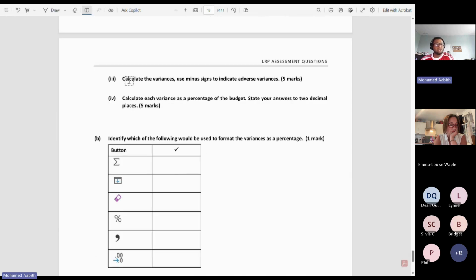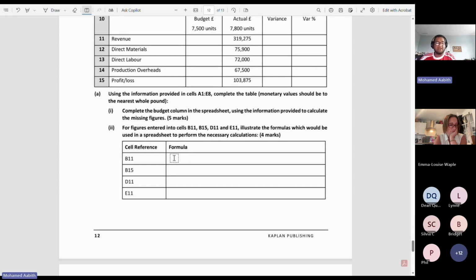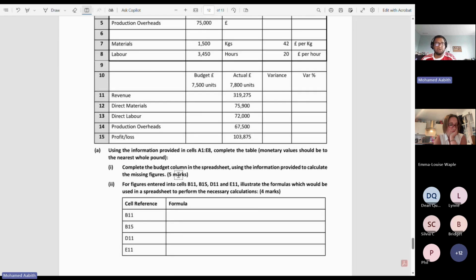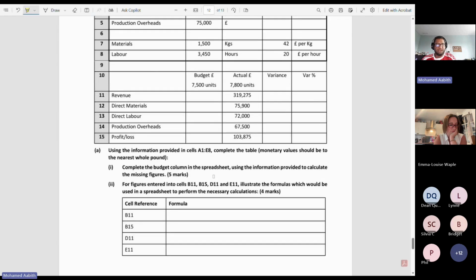And they're asking you, calculate the variances, use the minus sign to indicate adverse variances, and calculate each of the variances as a percentage of the budget. State your answers to 2 decimal places. So what we need to do, again, you have to type the numbers, not the formula. Only the formulas mattered for these 4 cells. So let me quickly highlight those boxes, but we need formulas here.